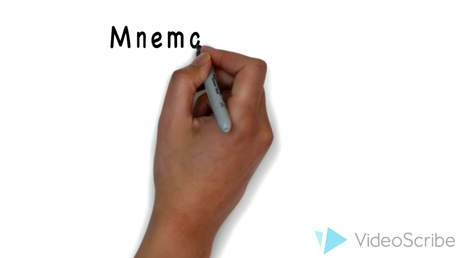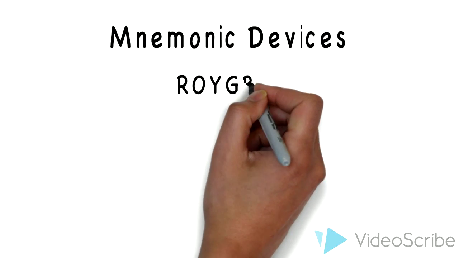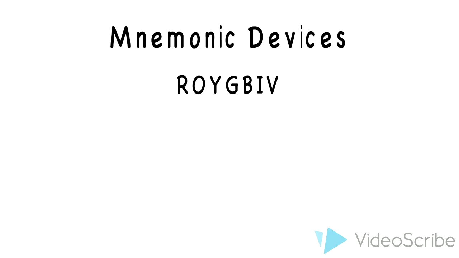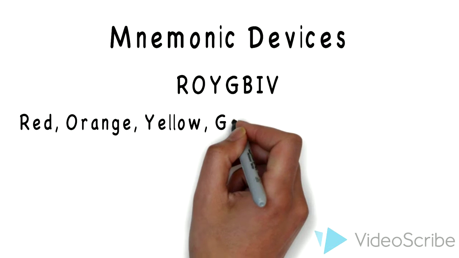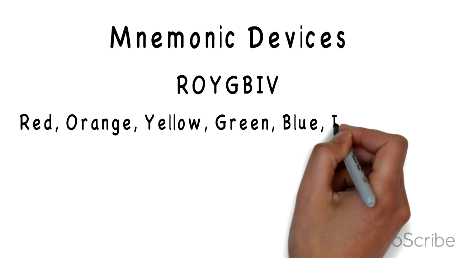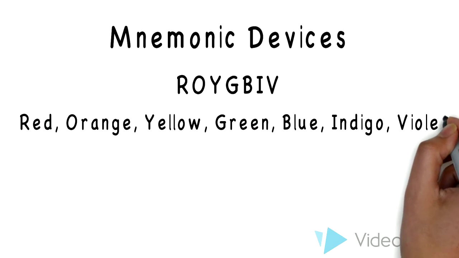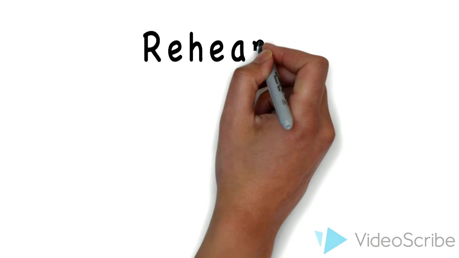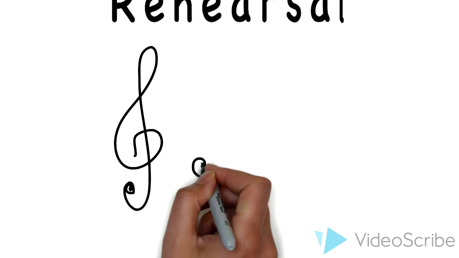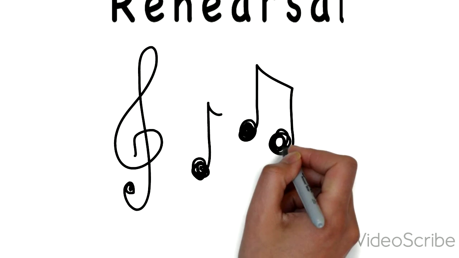Another way to process memories are mnemonic devices. They are techniques that make material easier to remember. For example, Roy G. Biv. Red, orange, yellow, green, blue, indigo, and violet. Another way to remember is rehearsal, which is repeating the same information over again to help you remember it more.